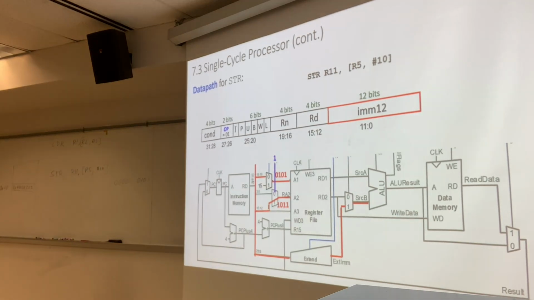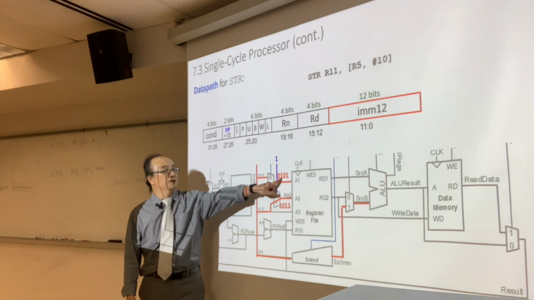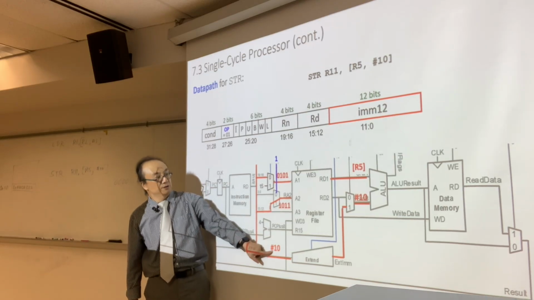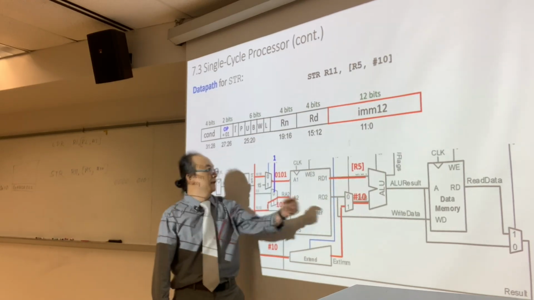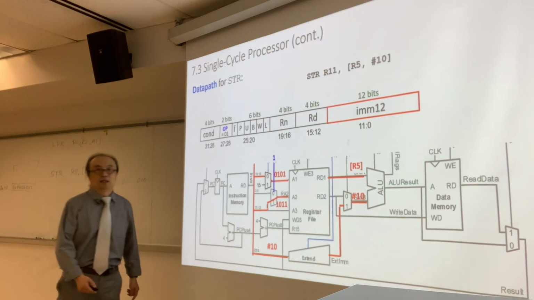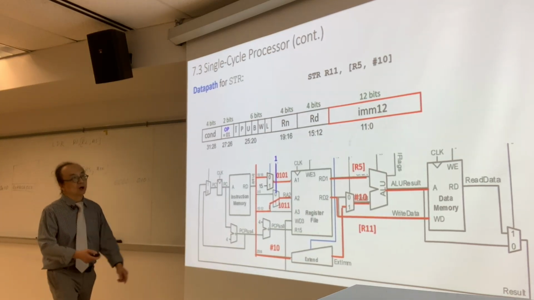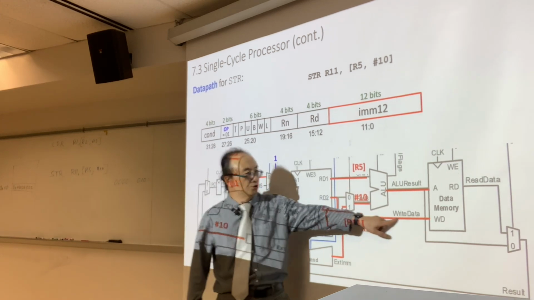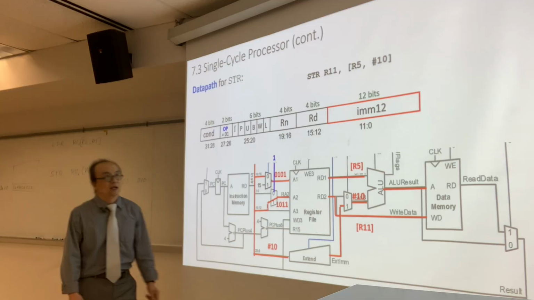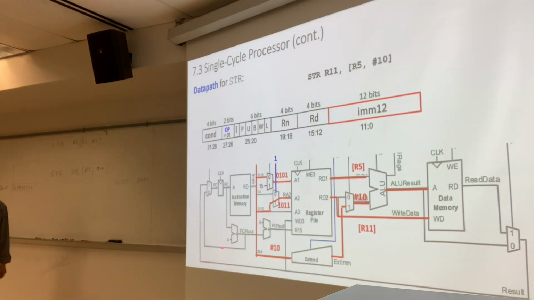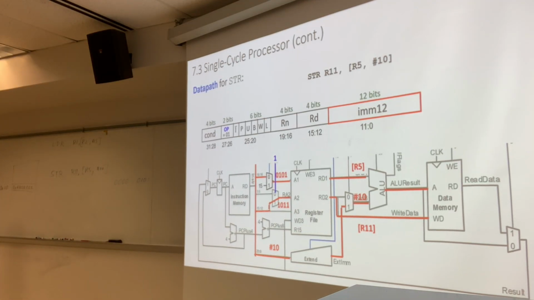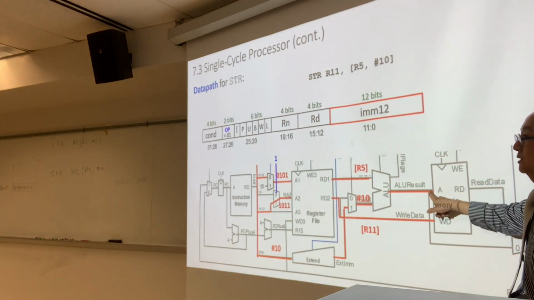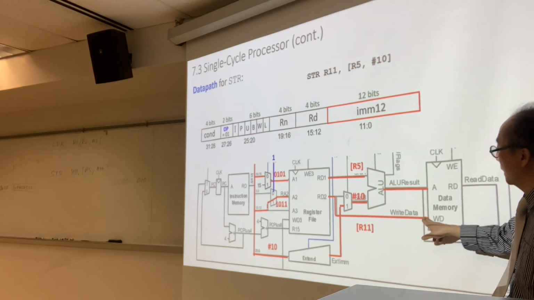Make sense? This line is going to be 0101, and then this one is 1011, which is 11. This is the number 10. So number 10 and content of R5, that's the memory address that it's going to go to. And then content of R11 is going to be stored into memory, and that's it. There's no feedback to the register file for this instruction. The ALU result is found in the memory address so that I can store content of R11 into the right place in the memory.